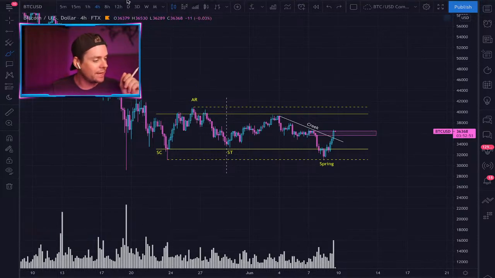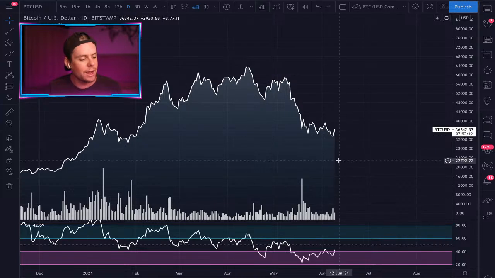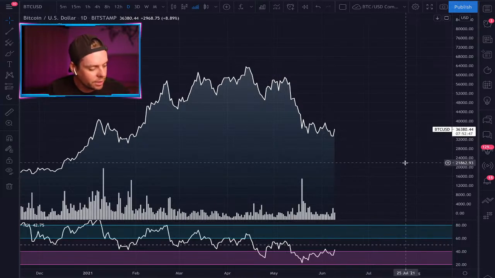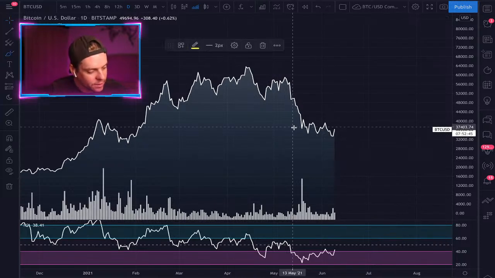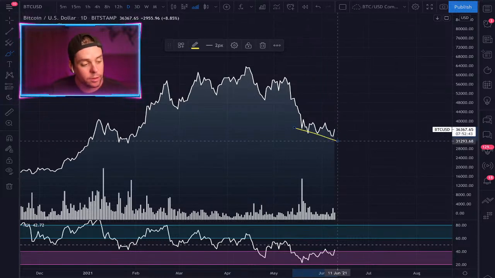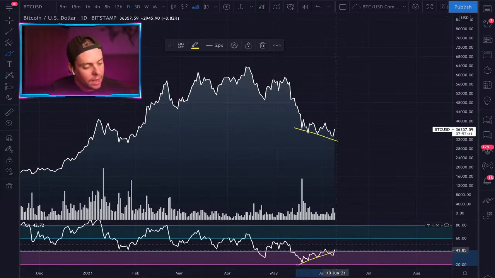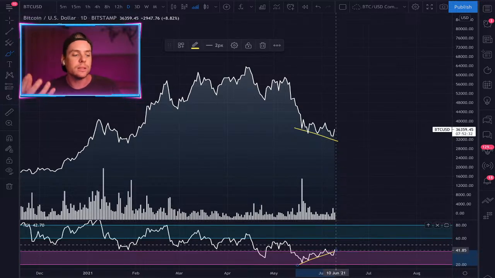Another thing too, if we take a look at Bitcoin just on the line chart, just to get a nice clean view here, on the daily there has been these lower lows, and on the RSI higher lows. So that's a bit of a bullish divergence on the daily. It's just proving more support. It's just kind of building the case for support.